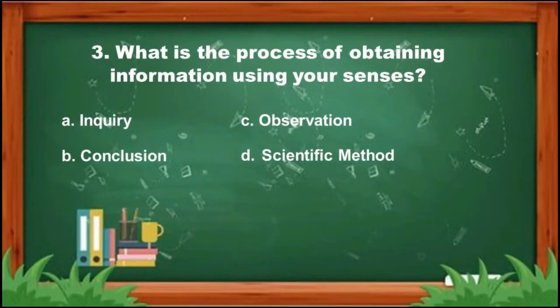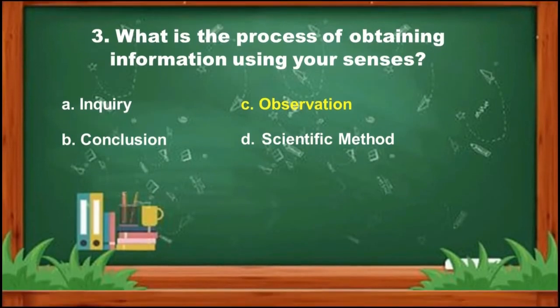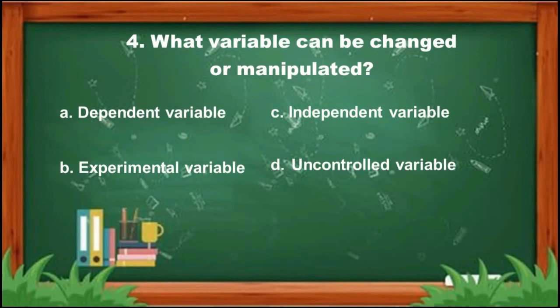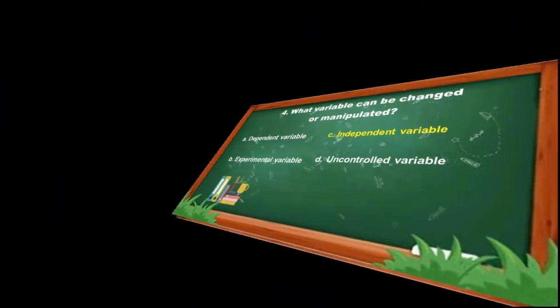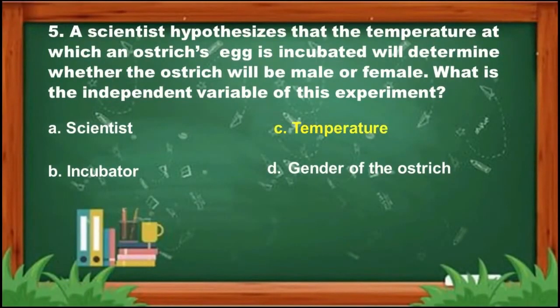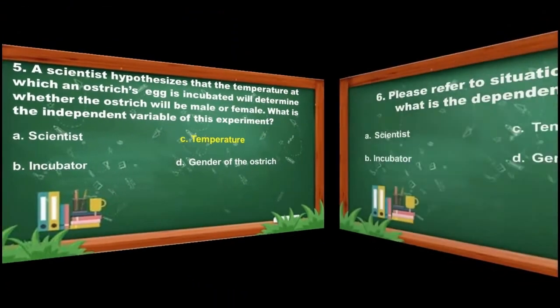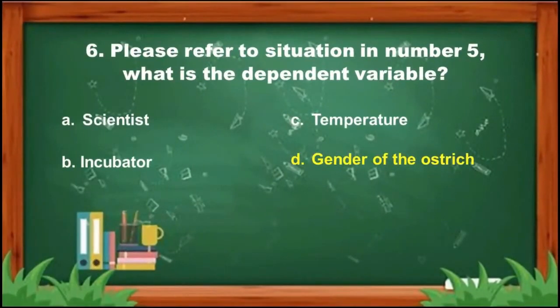Number three. The correct answer is C. Observation. Number four. The correct answer is C. Independent variable. Number five. The correct answer is C. Temperature. Number six. The correct answer is D. Gender of the ostrich.